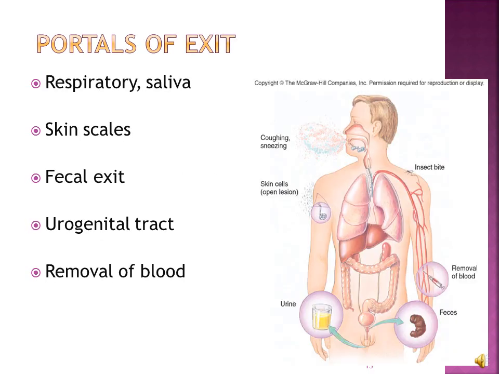Now we will discuss the portal exit points of microorganisms from the body of the host. Respiratory release, along with salivary release, skin release, fecal exit, along with secretions from the urogenital tract, and removal of blood particles from the affected person, all are exit points of the microorganisms or the infected parts. So they are all regarded as the portal exit points of microorganisms from the body of the host or the infected person.